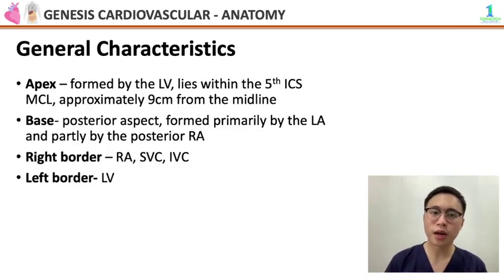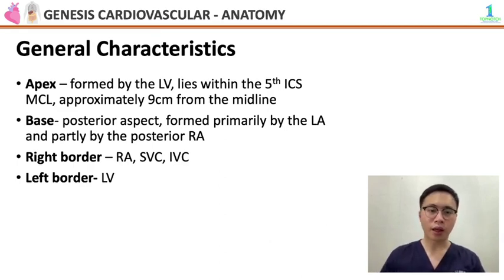So how will we describe the borders of the heart? So the apex of the heart is actually formed by the left ventricle, and it lies within the 5th intercostal space, mid-clavicular. So this one is approximately around 9 centimeters when you draw a line from the midline, and then you measure it, it's around 9 centimeters.